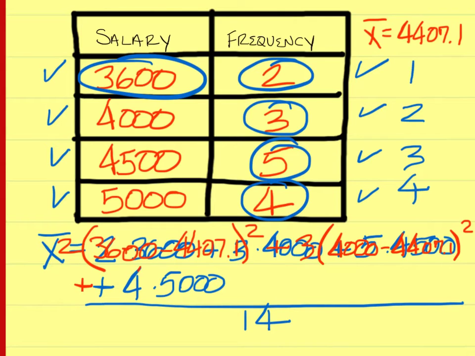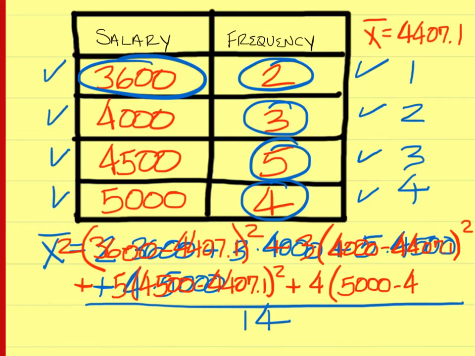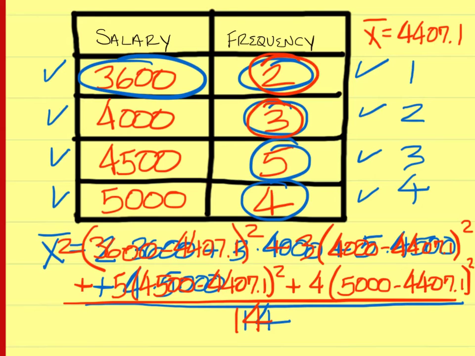And we have a 4,500. We'll subtract 4407.1 from that, and we have 5 of those, so you're multiplying by 5 on the outside. And then the last one, we have 4 of those, and it's 5,000 minus 4407.1, and square that. So again, that's all on the top, but don't make the mistake of dividing by 4, because you don't have 4 numbers. You have how many numbers from what we added up before? We have 14. That comes from 2 plus 3 is 5, plus 5 is 10, plus 4 is 14.